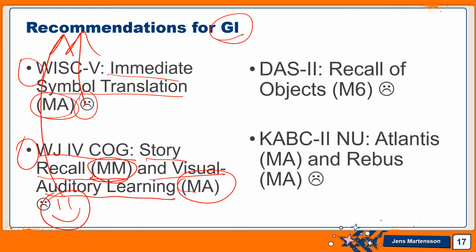The DAS-2 just has recall of objects, and that's really not even associative memory or meaningful memory. It's just free recall. So that's a sad face. The KABC gets a sad face because it only tests associative memory, so Atlantis and Rebus. So really the best option for GL right now is the WJ Cog.